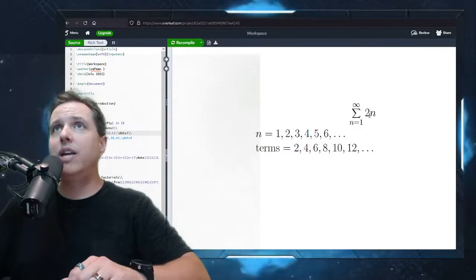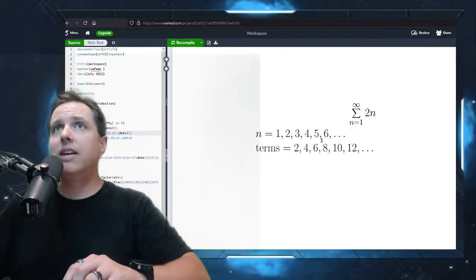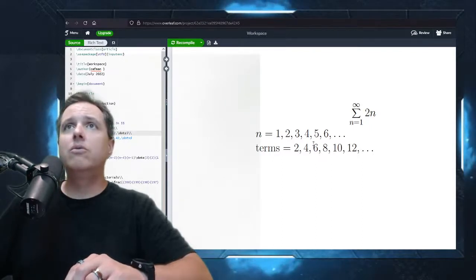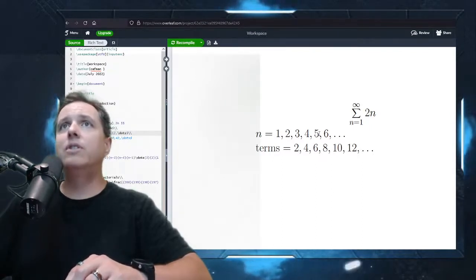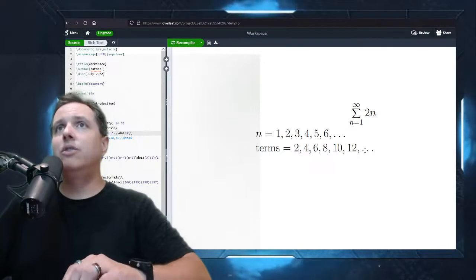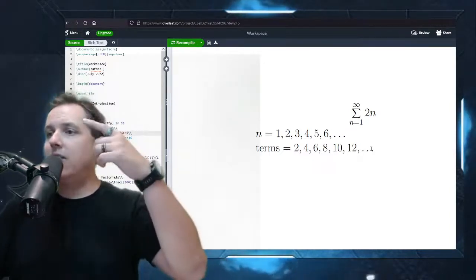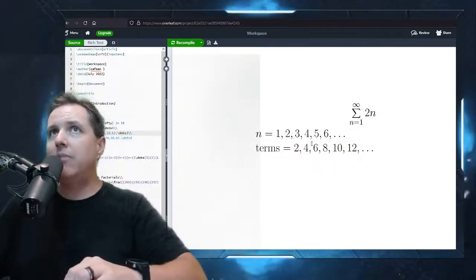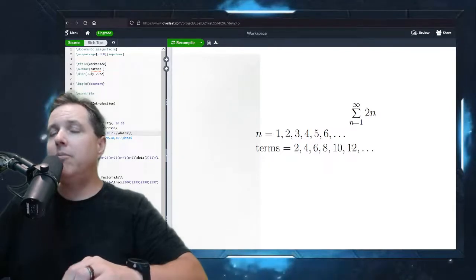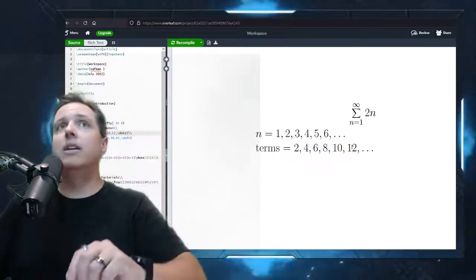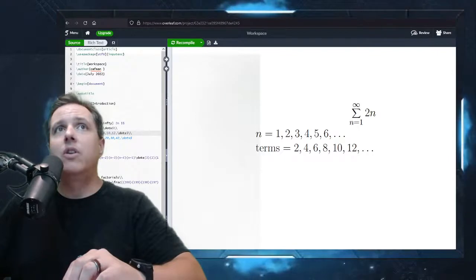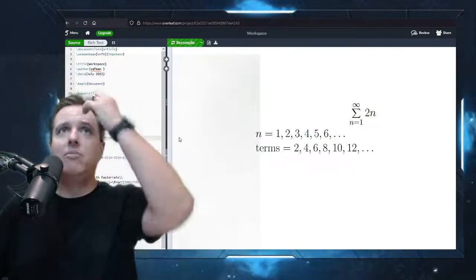Now I plug in 3. 2 times 3 is 6. So my next term is 6. Then 2 times 4 is 8. 2 times 5 is 10. 2 times 6 is 12. So you can see our n is going up by 1, but each time we're multiplying by 2. So our terms become the doubles of those things. And then that summation means add them together.